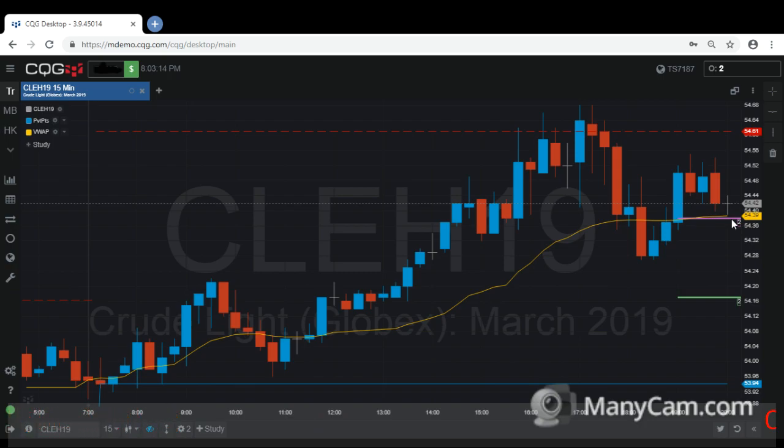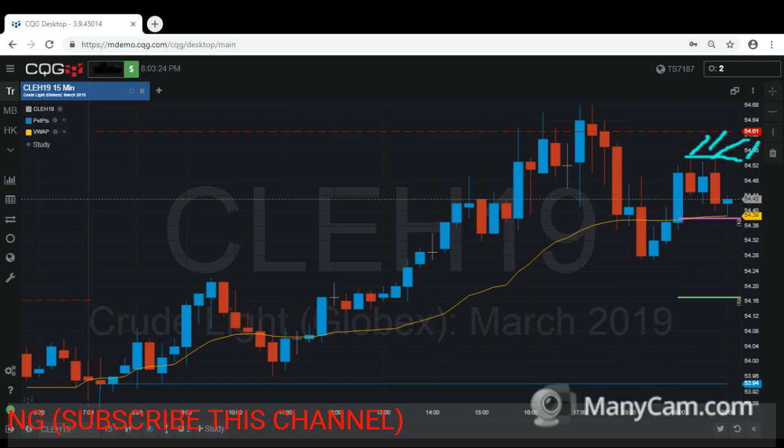But still, if it cannot go further down, then this is the fail area for the bearish, and the market might go for the bullish. So I have to wait patiently. I have to wait for quite some time.